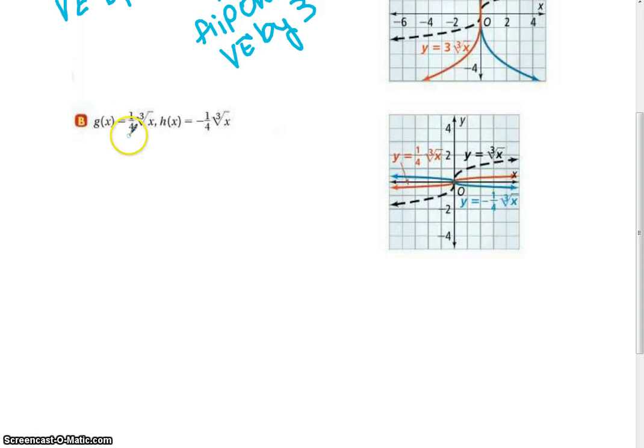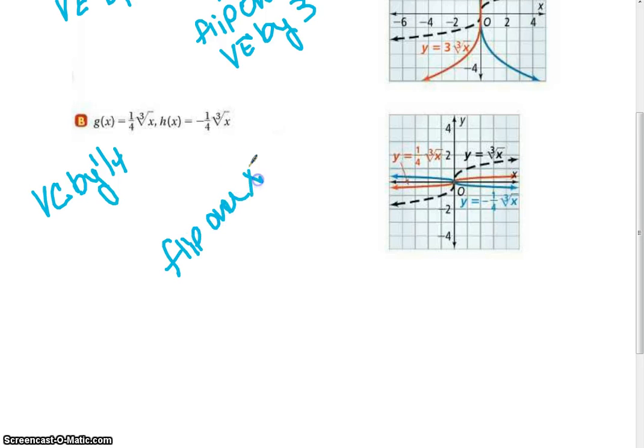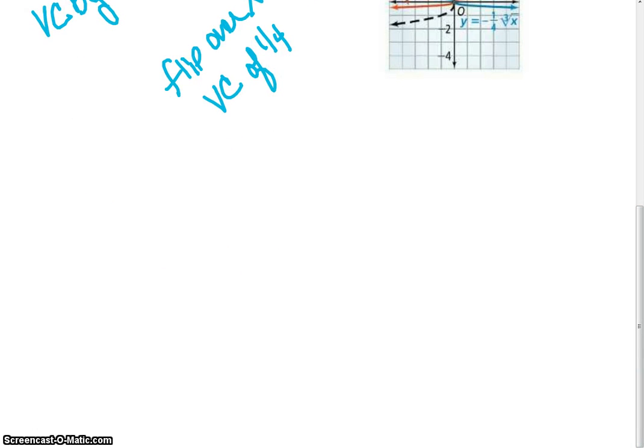So we have a number in front of the whole thing, but it's smaller than 1, so this is a vertical compression by 1/4. This one is going to flip over x, and you once again have a vertical compression by 1/4. And this is what your graphs would look like. Going to the next page.